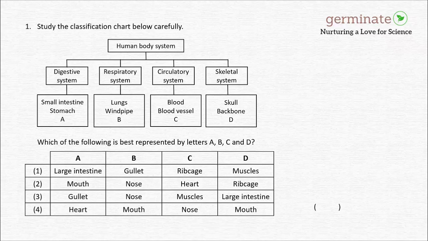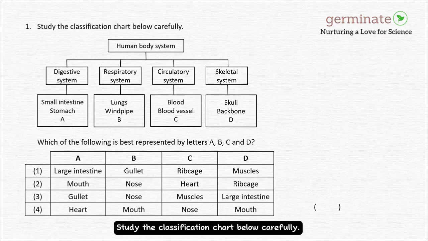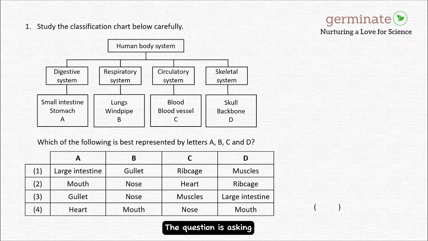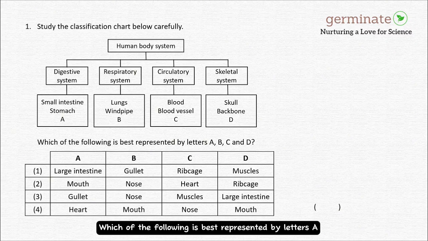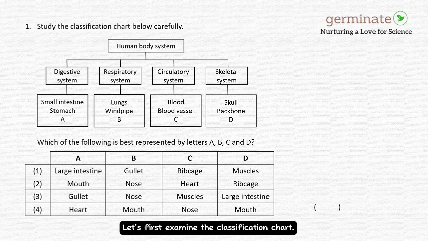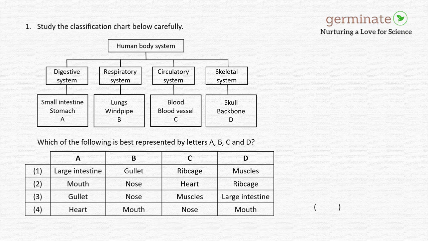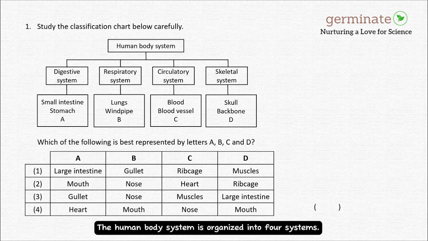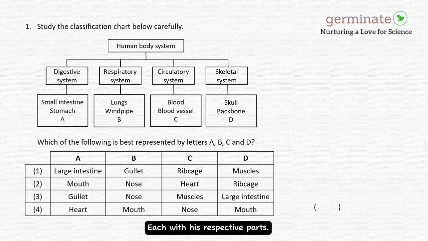Question 1. Study the classification chart below carefully. The question is asking which of the following is best represented by letters A, B, C, and D. To answer this question, let's first examine the classification chart. The human body system is organized into 4 systems: the digestive, respiratory, circulatory, and skeletal system, each with its respective parts.